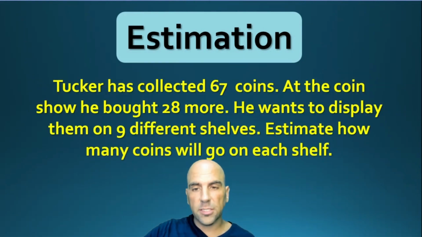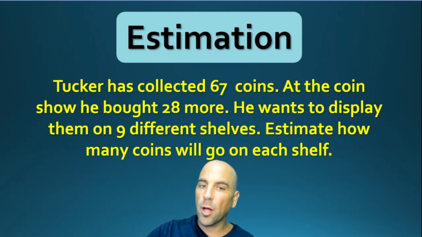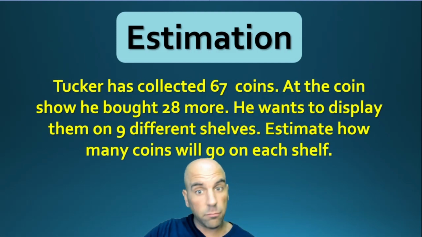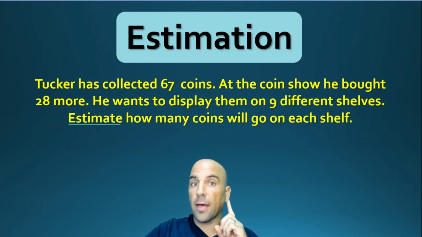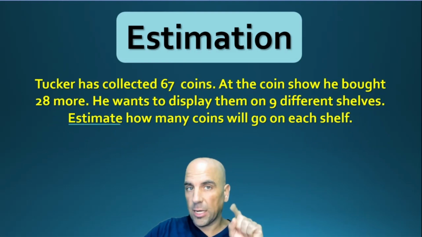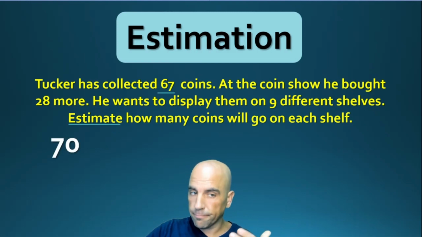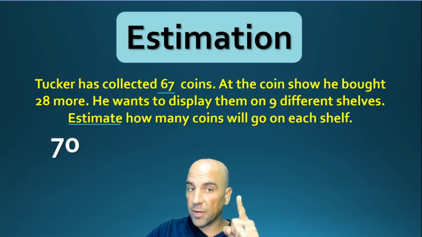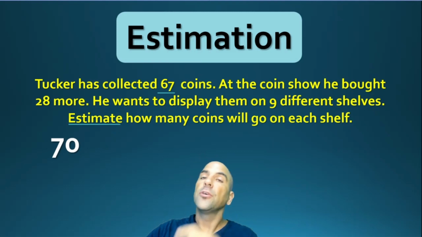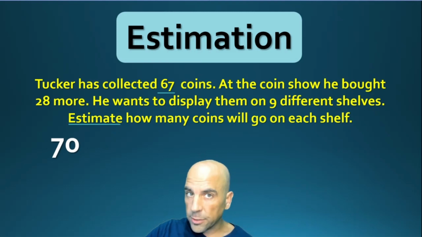Tucker has collected 67 coins. At the coin show, he bought 28 more. He wants to display them on 9 different shelves. Estimate how many coins will go on each shelf. First off, I see the word estimate. That means we're going to round to the nearest 10 in our problem today. So what do we have? 67 coins. That rounds up to 70 because 7 is higher than 5. So we take 7 to 0 and add 1 to the tens.